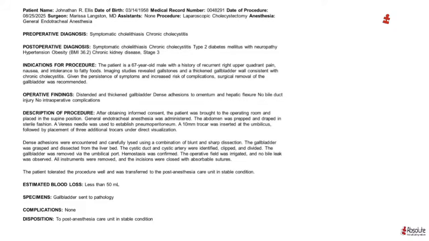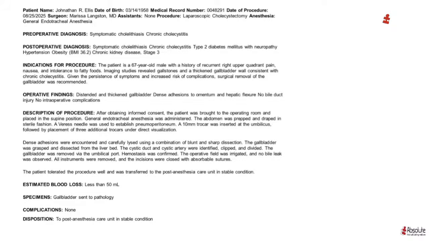General endotracheal anesthesia was administered. The abdomen was prepped and draped in sterile fashion. A Veress needle was used to establish pneumoperitoneum. A 10 millimeter trocar was inserted at the umbilicus, followed by placement of 3 additional trocars under direct visualization.